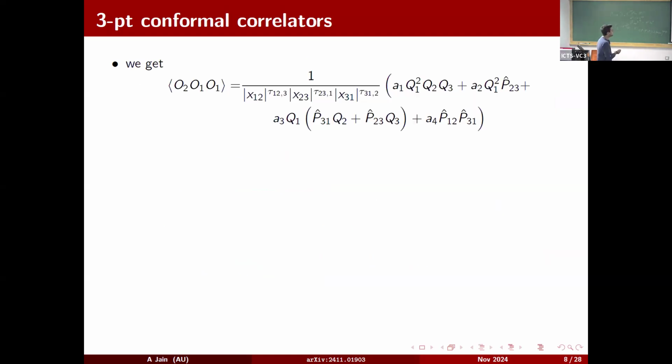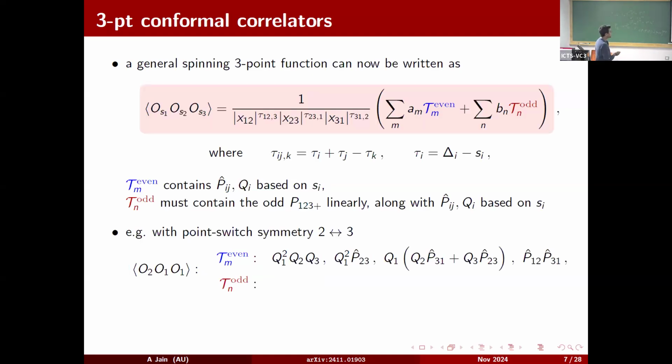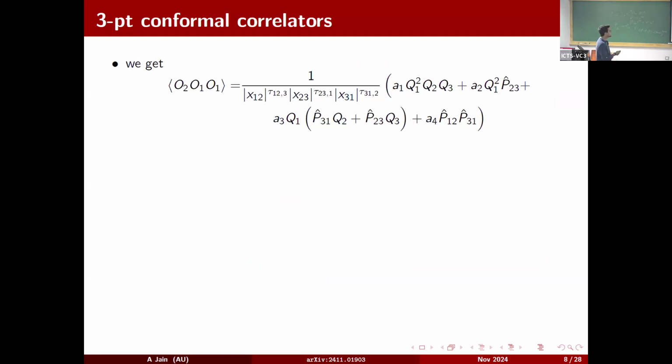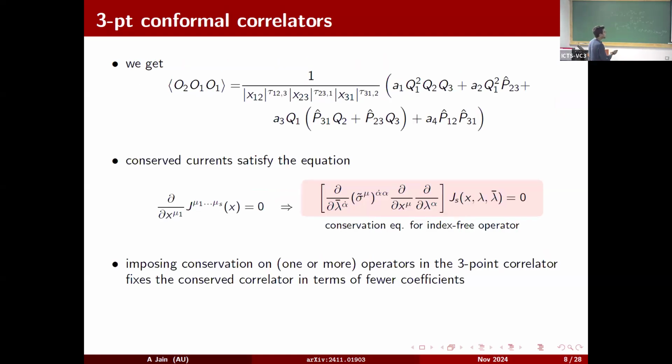Finally, for this correlation function, the form of the correlator is fixed up to 4 coefficients. Now you can do this exercise for as many spins as you want, because you just have to figure out what the structures are built out of our conformal invariants. And once you do that, you can have as many correlation functions as you want in the conformal case.